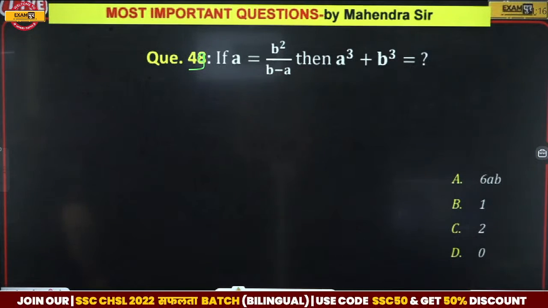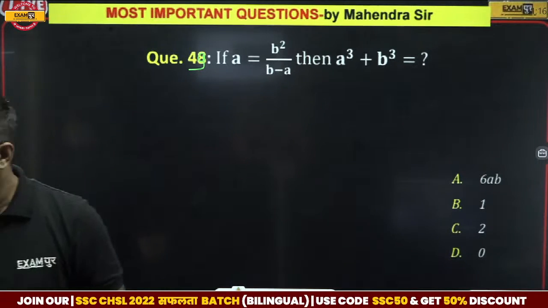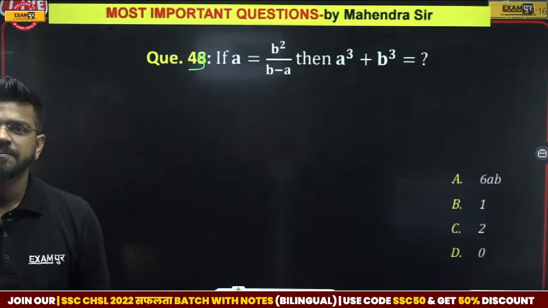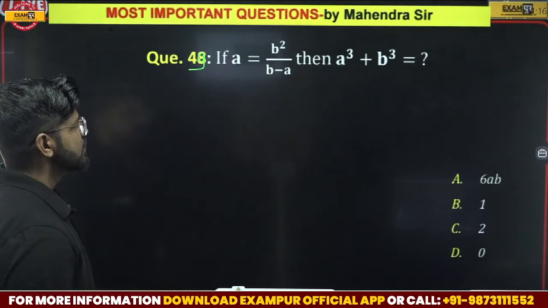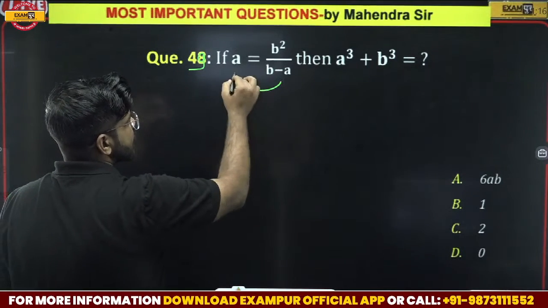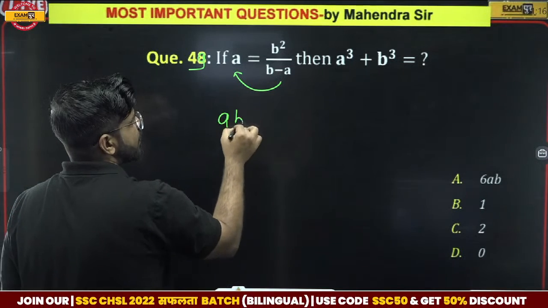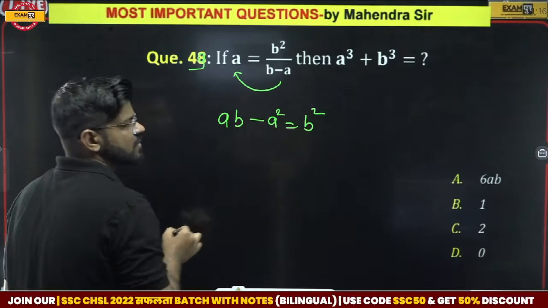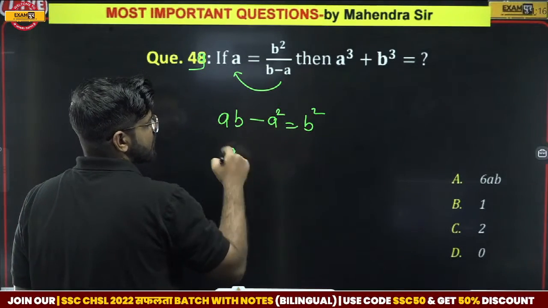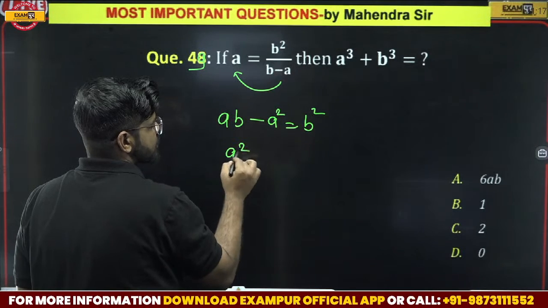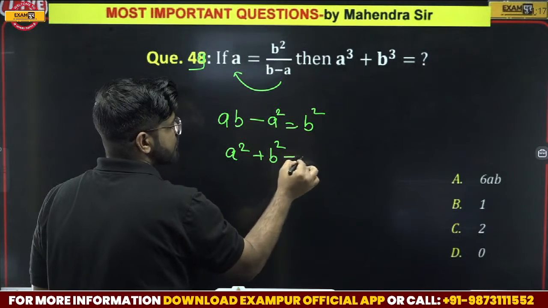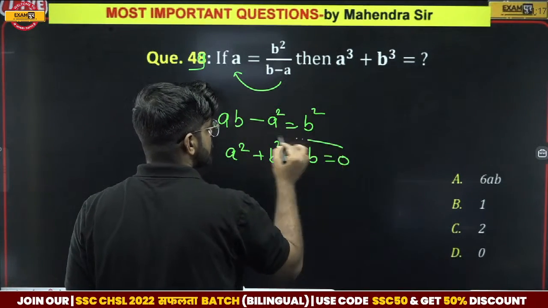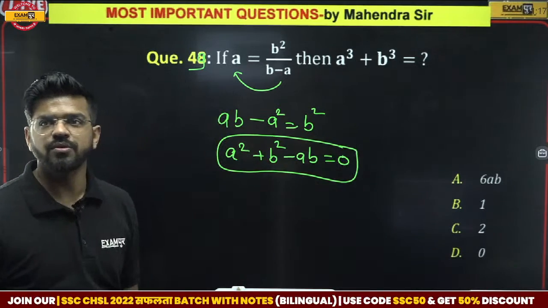Yes, Sohan. So you can see that we can take it here. We will get AB minus A square is equal to B square. Or we can say that if we take all these there, A square plus B square minus AB is equal to 0. Yes or no?